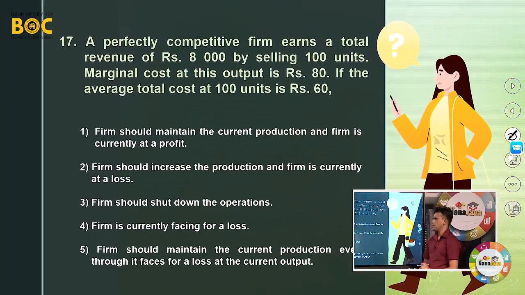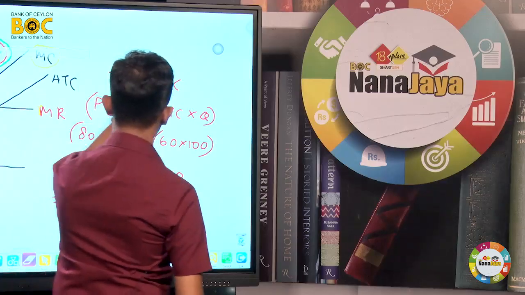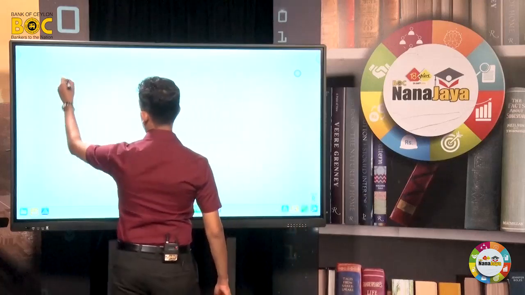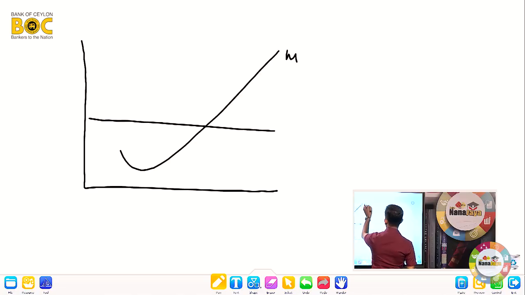Question number 17. A perfectly competitive firm earns a total revenue of rupees 8,000 by selling 100 units. Marginal cost at this output is rupees 80. If the average total cost at 100 units is rupees 60, we will see. Again, we will use a rough diagram to analyze this question. Marginal cost, marginal revenue.